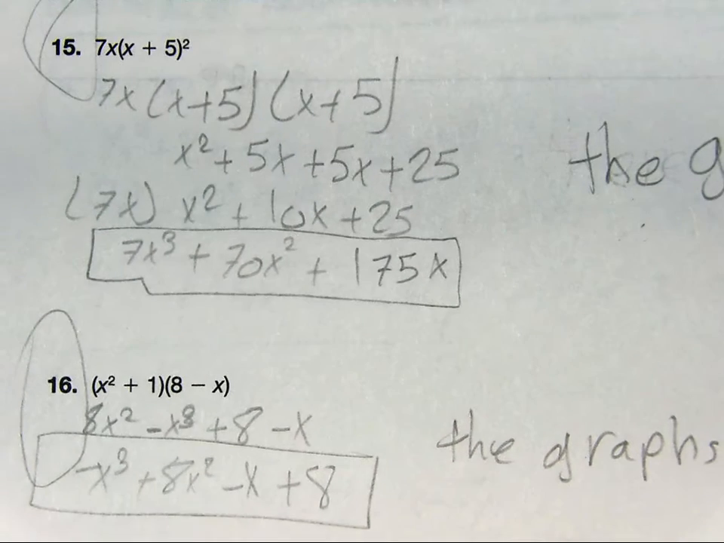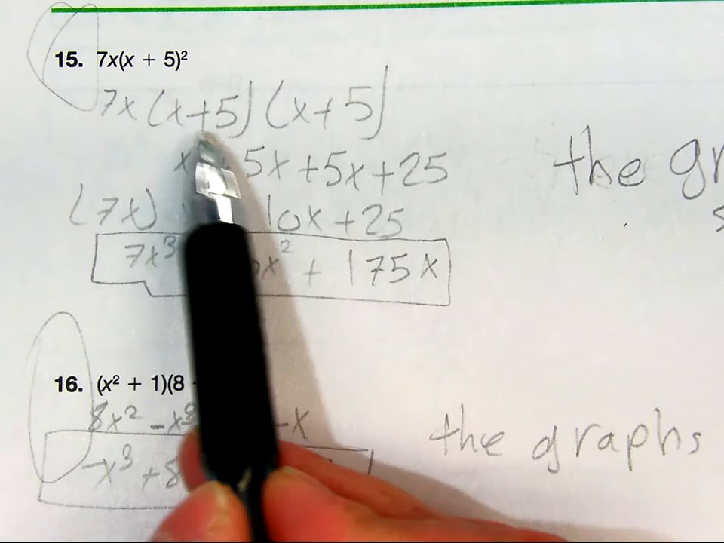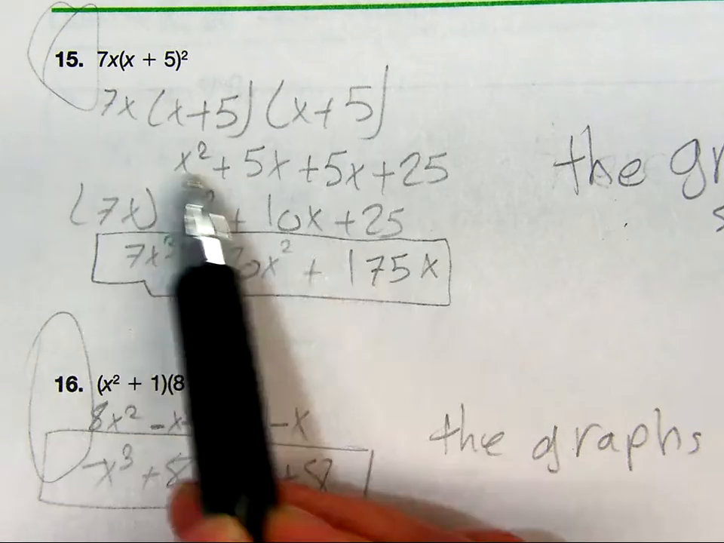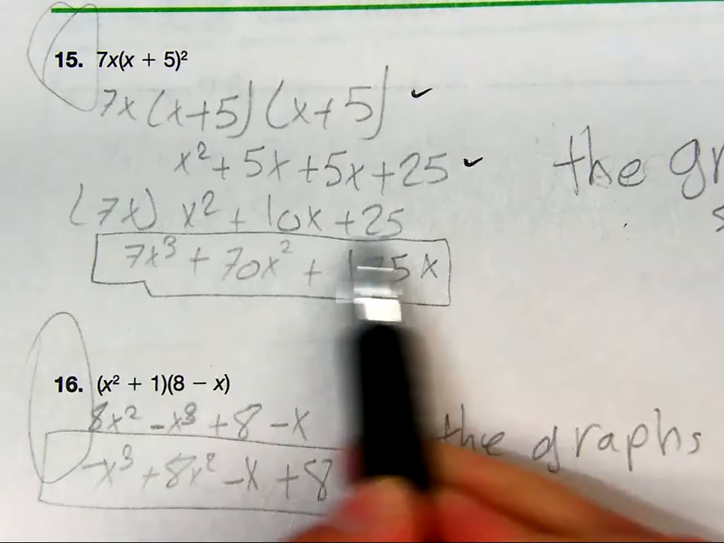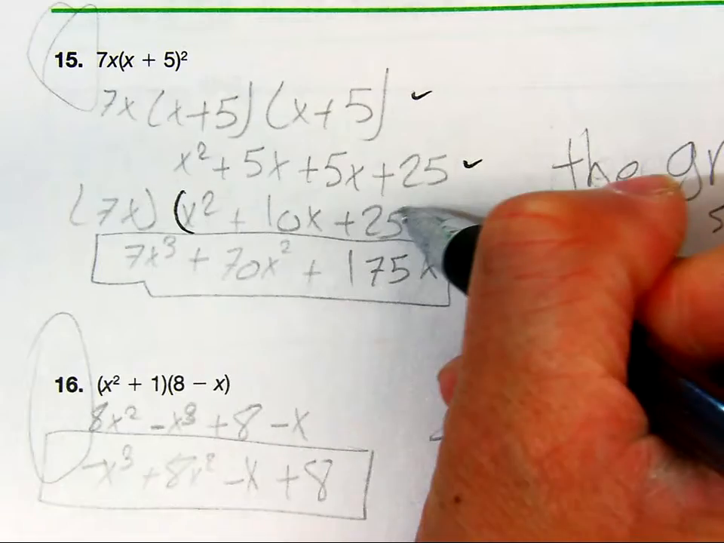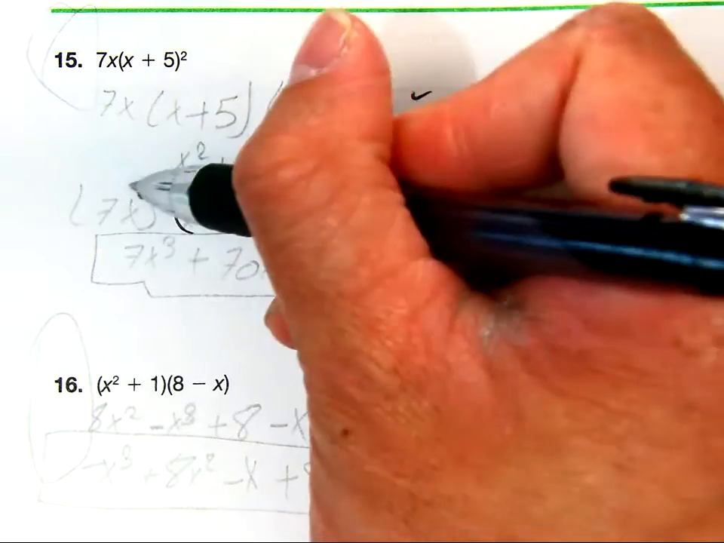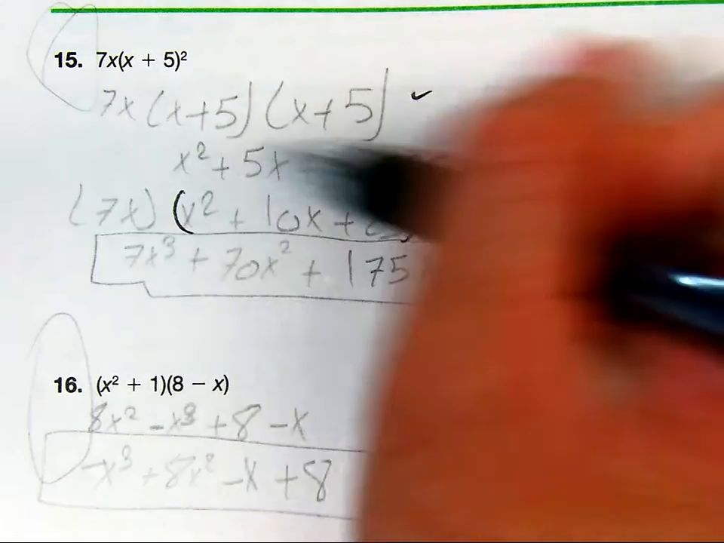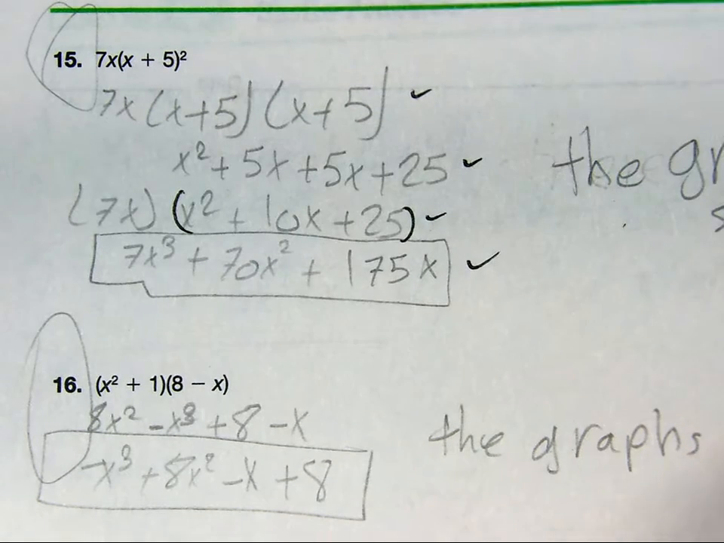Okay, good. This student said x plus 5 squared is x plus 5 times x plus 5. This is correct, and then you're just distributing, right? 7x cubed, 70x squared, 7 quarters is 175. The graphs are the same. Nice.